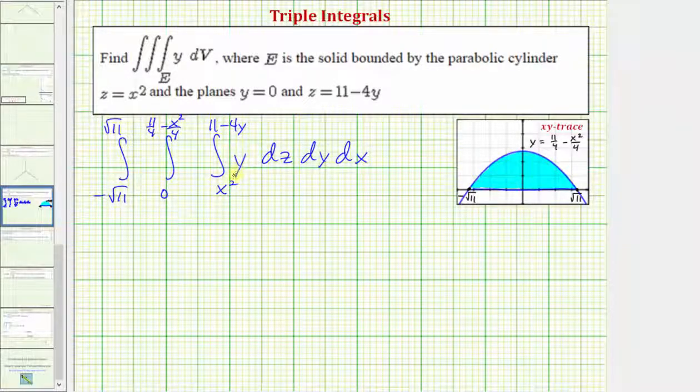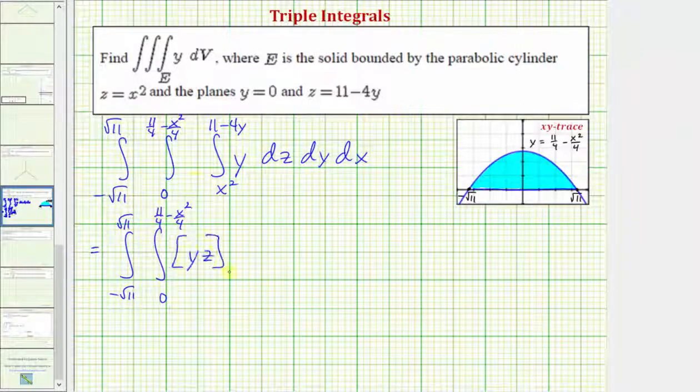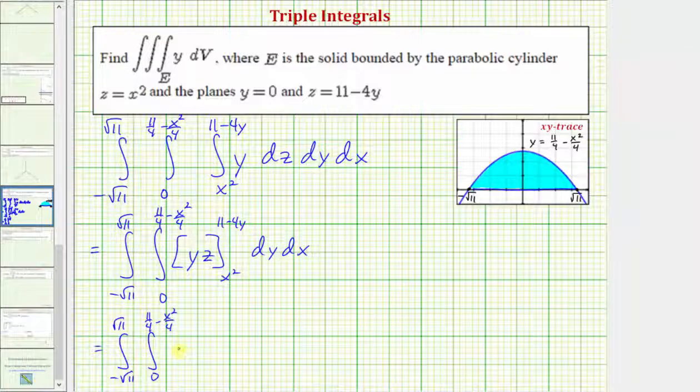So notice how we first integrate with respect to z, treating y as a constant. So the antiderivative is going to be y times z. And now we need to find big F of b minus big F of a by performing substitution for z. So we'd have y times the quantity. First z is equal to 11 minus 4y. Then we have minus z is equal to x squared.